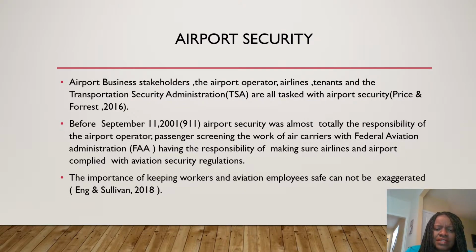Airport business stakeholders, who are the airport operators, airlines, tenants, and the Transportation Security Administration (TSA), are all tasked with airport security. Before September 11, 2001, that day in infamy, airport security was almost totally the responsibility of the airport operators. Passenger screening was done by the airlines, but the FAA, Federal Aviation Administration, had the oversight, making sure airlines and airports complied with the aviation security regulation at that time.